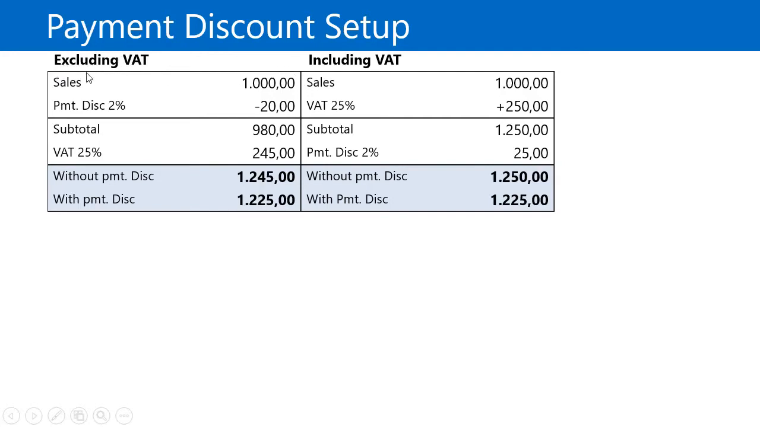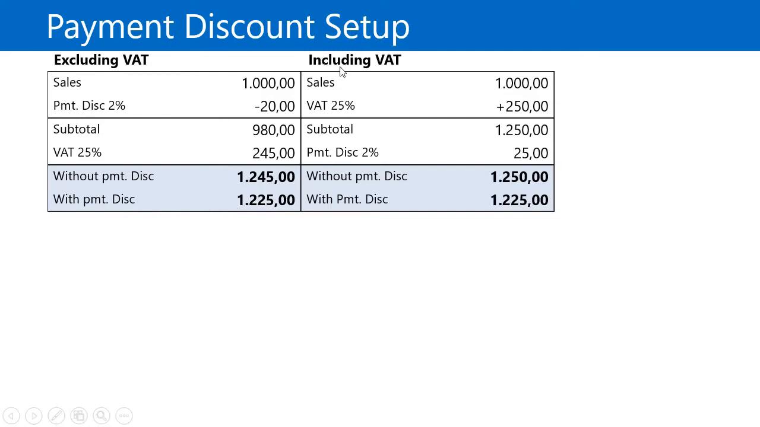excluding VAT means that the payment discount is calculated on the amount without VAT, which means that the payment discount is calculated on the 1,000. So this will give me a lowered VAT base on which then, for example, the 25% VAT is calculated. And that's typically for excluding VAT. So what you see here is that instead of 250, there's only 245 VAT. And typically on the invoice we then see two totals. The first one without payment discount and the second one with payment discount.